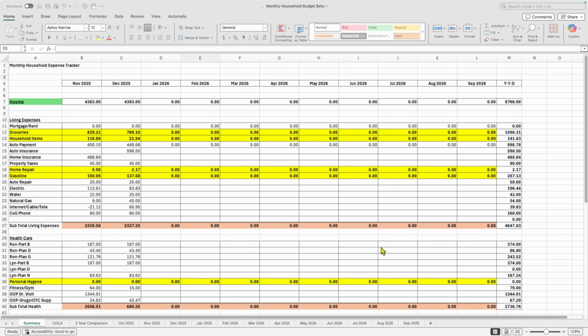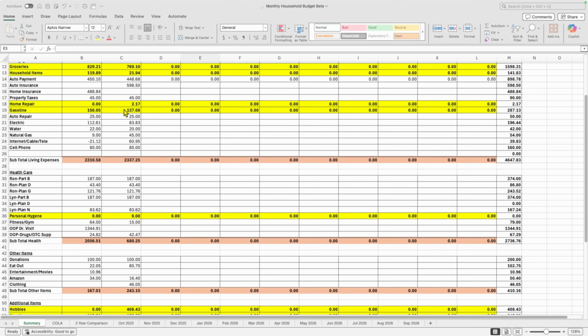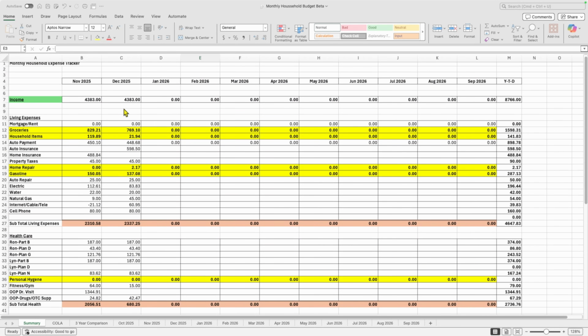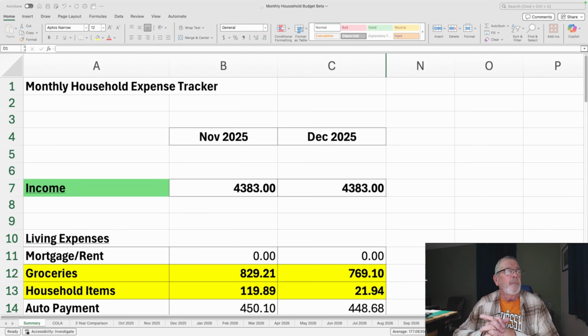But this is the master spreadsheet, and as you can see right here, I have listed November of 2025 and December of 2025, and I'm going to show you exactly what's on this spreadsheet and how much we have spent and how much we have saved this month. So we're going to get started. Here is a zoomed up view so you can read it easily, and this is my actual spreadsheet file that we're looking at.